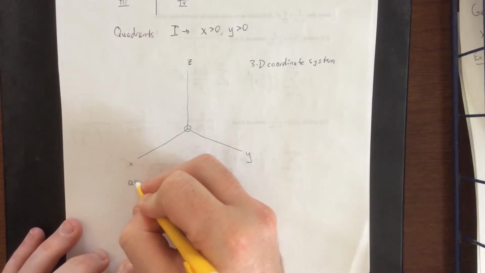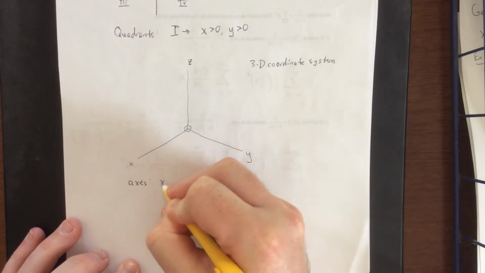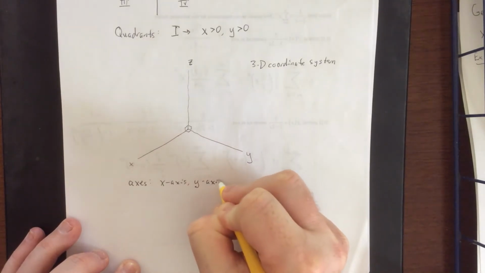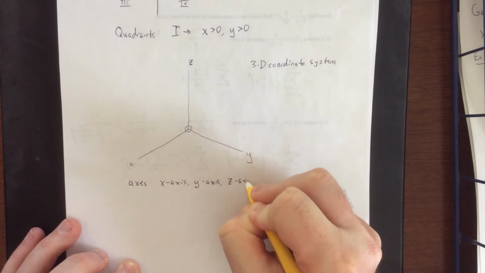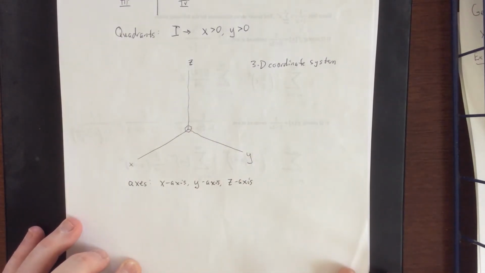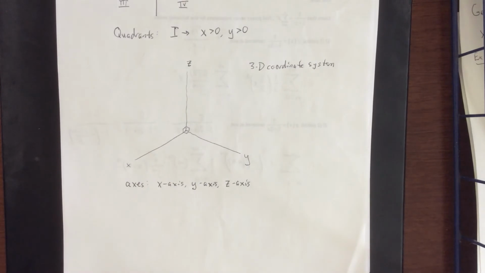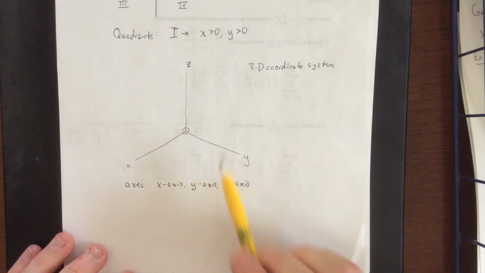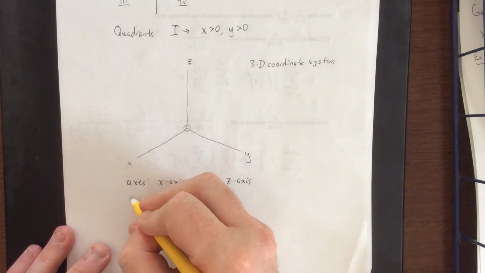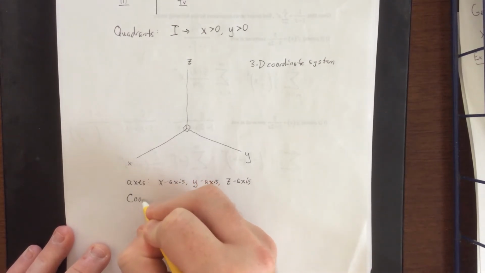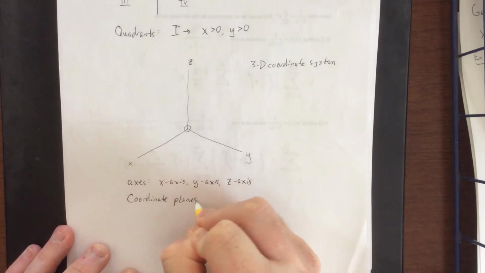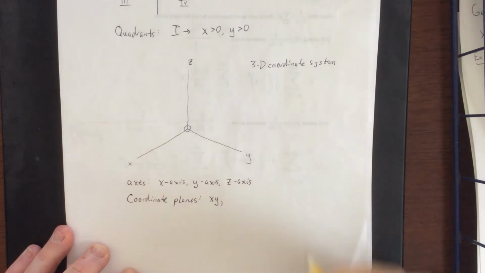So you still have axes. You have an x-axis, you have a y-axis, and you have a z-axis. Additionally, you have three different coordinate planes, and the three different coordinate planes are going to be defined by two of the axes. For example, the plane that's defined by the x-axis and the y-axis is going to be referred to as the xy plane. These are coordinate planes. You have the xy plane.